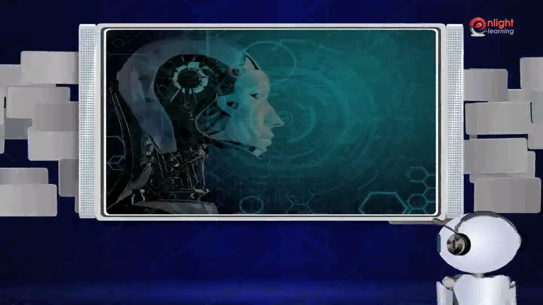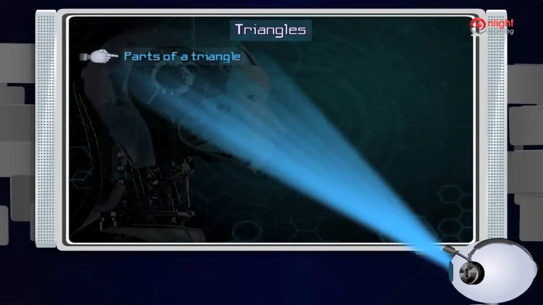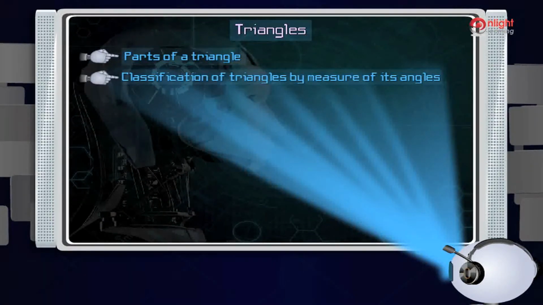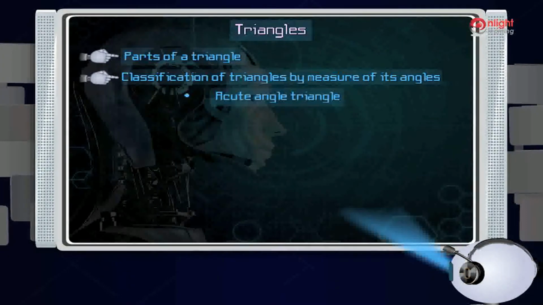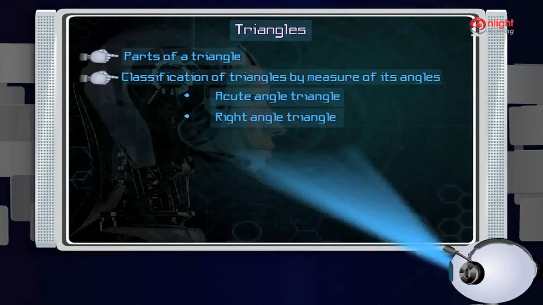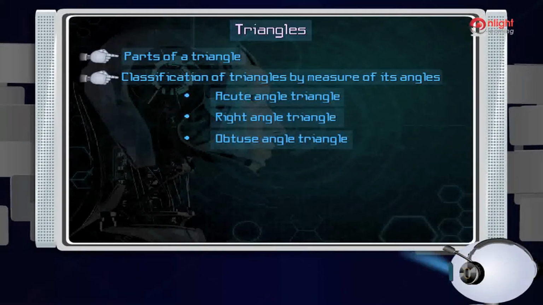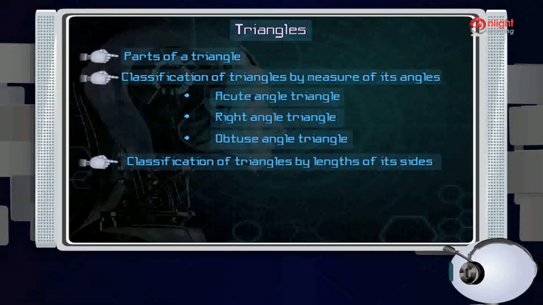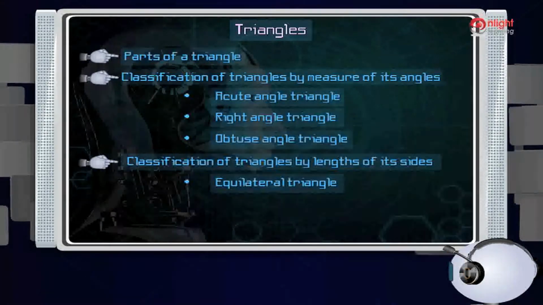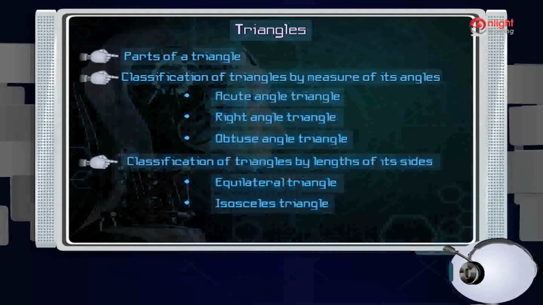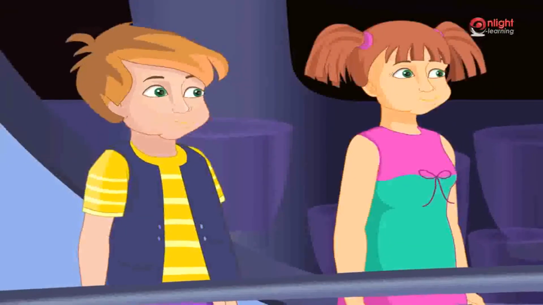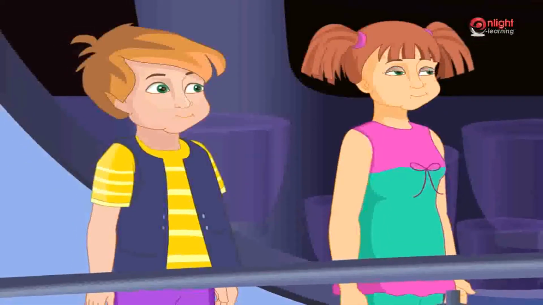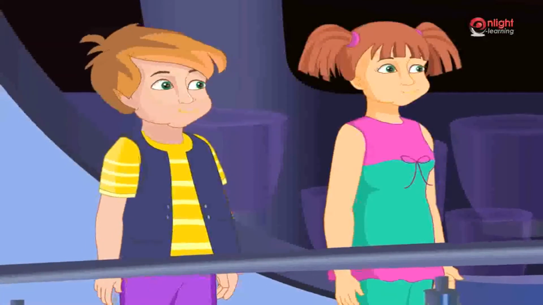In this session, you have learnt about parts of a triangle, classification of triangles by measure of its angles, acute angled triangle, right angled triangle, obtuse angled triangle. Classification of triangles by length of its sides, equilateral triangle, isosceles triangle and scalene triangle. Now we understood what an equilateral triangle is, or for that matter, about the different kinds of triangle.